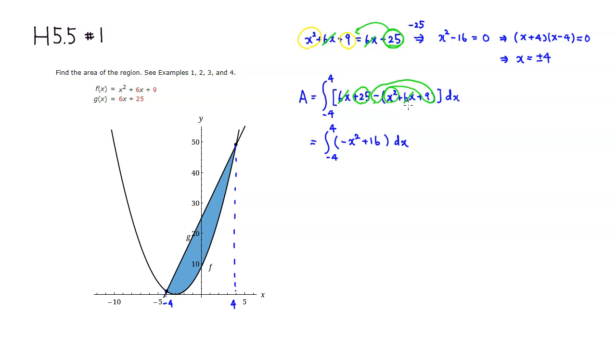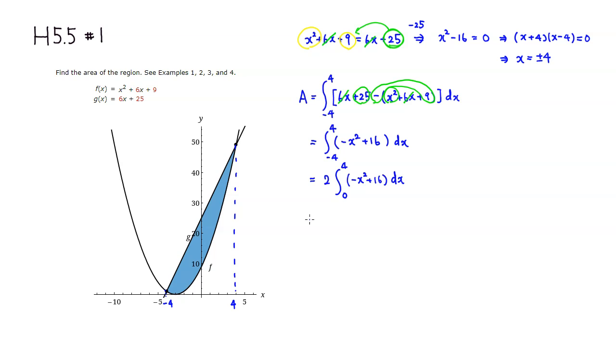Then we can use one of the properties of integrals to make your life a little bit easier. Since negative x squared plus 16 is an even function, you're going to have the same thing on the right-hand side and the left-hand side of the y-axis. So instead of going from -4 to +4, we can just do half of it and multiply by 2. You don't have to do it, but it's probably easier. So I'm going to multiply by 2 and go from 0 to 4, and integrate negative x squared plus 16.